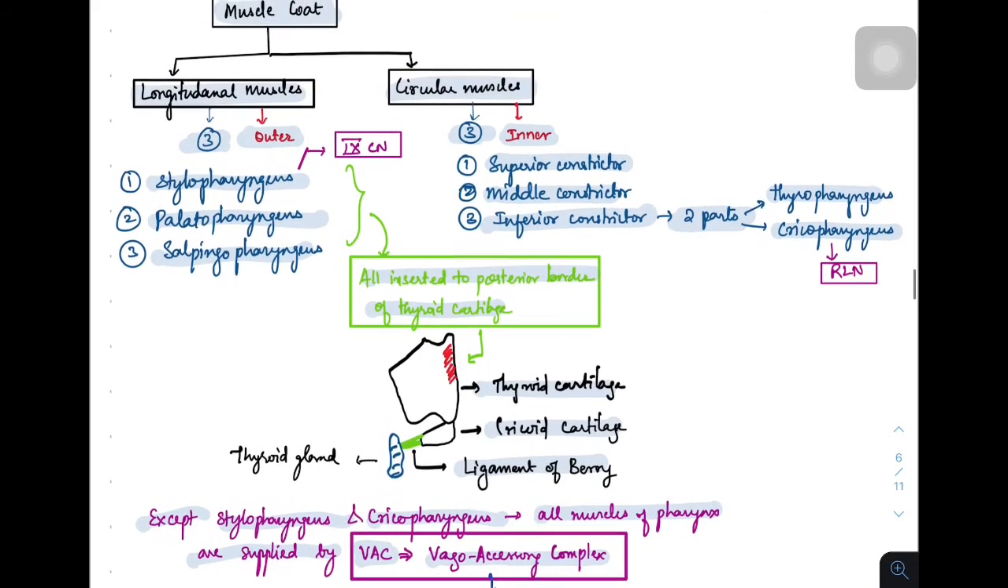So what is supplying stylopharyngeus? Stylopharyngeus is supplied by glossopharyngeal nerve, and cricopharyngeus is supplied by recurrent laryngeal nerve. So this is the main fact regarding the muscular coat.